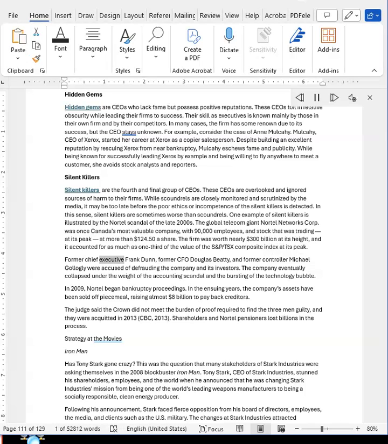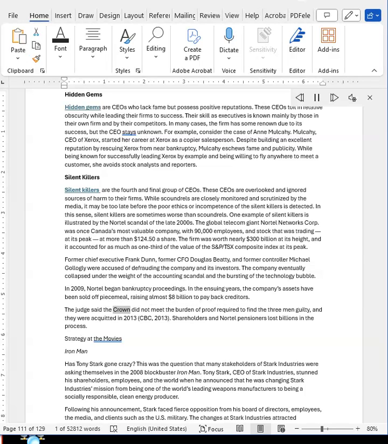Former Chief Executive Frank Dunn, former CFO Douglas Beatty, and former Controller Michael Gollogly were accused of defrauding the company and its investors. The company eventually collapsed under the weight of the accounting scandal and the bursting of the technology bubble. In 2009, Nortel began bankruptcy proceedings. In the ensuing years, the company's assets have been sold off piecemeal, raising almost $8 billion to pay back creditors.